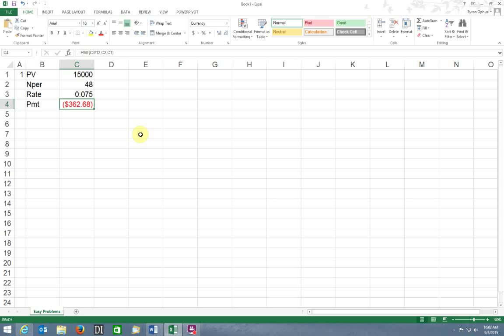Because oftentimes we entered those payments as negatives when we were trying to calculate rate or something else like that, or present value or future value. And so a negative, in fact, is a proper way, because that's what's going to be leaving my pocket. That's what I'm going to have to pay, okay, each month for a $15,000 car loan for 48 months at 7.5% interest.